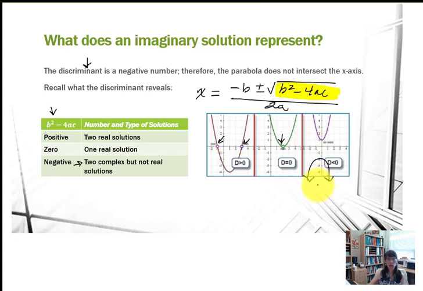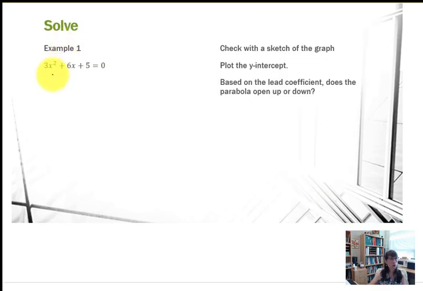So let's practice with a few problems. In example 1, we have 3x squared plus 6x plus 5 equals 0. So we have our terms written from the highest to lowest power and equal to 0. So we're going to generate the values for a, b, and c, and then substitute those into the quadratic formula. A is our lead coefficient, positive 3, b is positive 6, and c is positive 5.